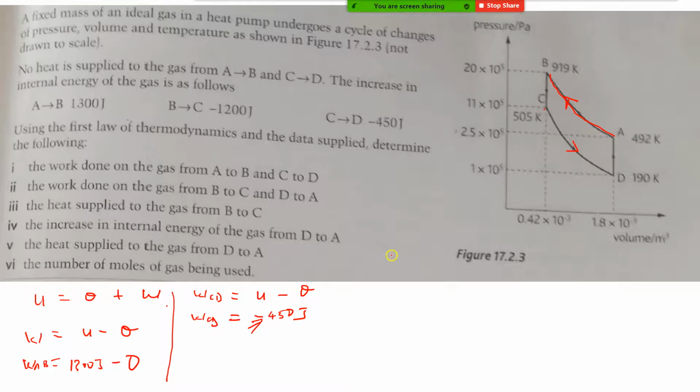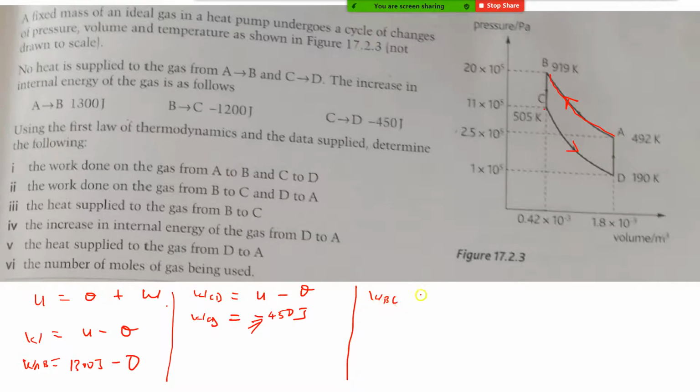The question continues. It says to us that we should find the heat supplied. Let me see if I answered everything correctly. Give me a second here. Oh, so for part II, they want us to find the work done from B to C.